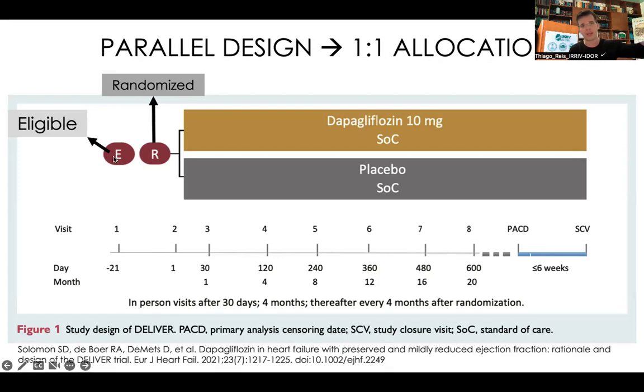Then you see here in the left part of the figure that we have the eligible sample, but we randomize a few of those eligible patients. And in this study, the follow-up would be around 2 years. You can see here in the x-axis the timeline, and we see the number of visits, like after 30 days, 4 months, and every 4 months thereafter.